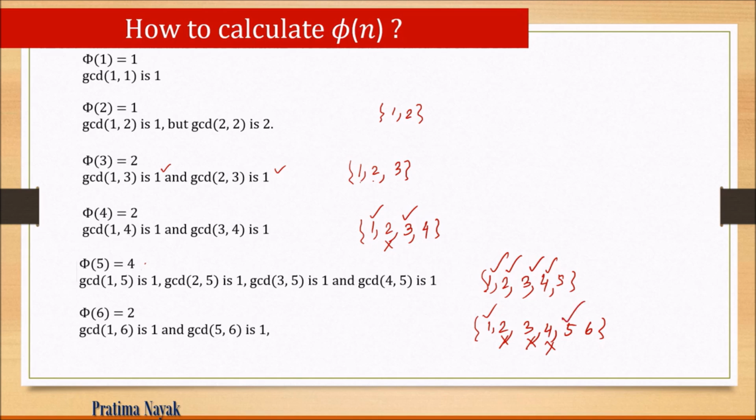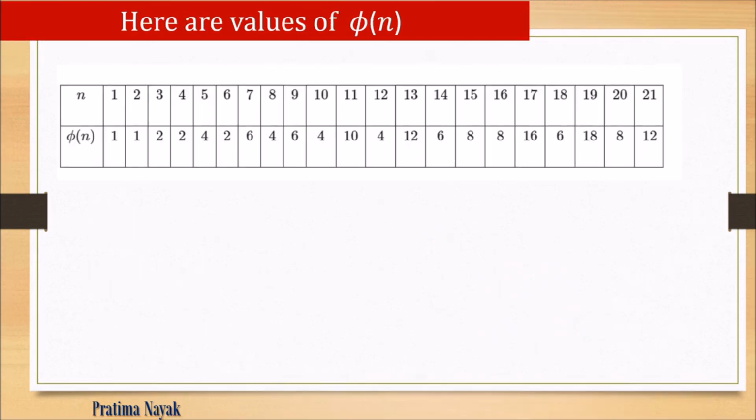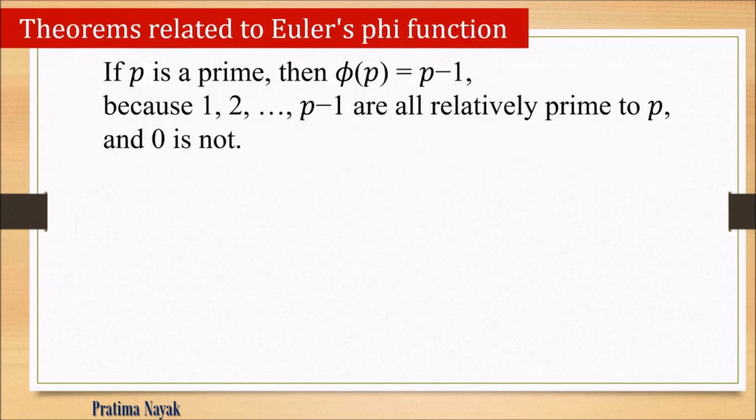So what will be phi of 7? You can calculate. These are the phi values of some numbers from 1 to 21. You can pause and calculate yourself, and verify whether you are correct or not. But is it possible to find phi of n for all the numbers? There should be some shortcuts or theorems or rules. So let us go one by one.